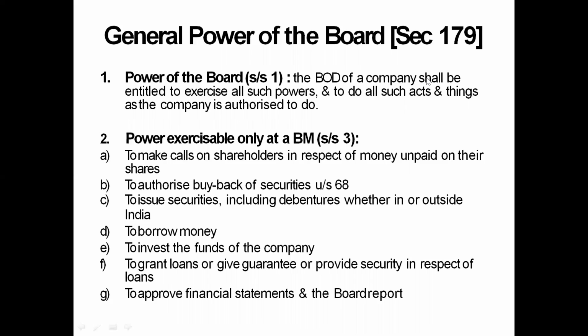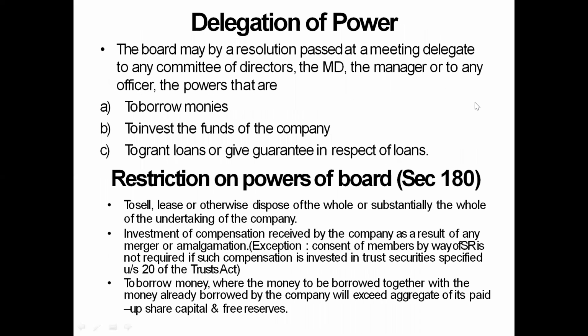Powers exercisable only at a board meeting, under subsection 3: first, to make calls on shareholders in respect of money unpaid on their shares. Second, to authorize buyback of securities under section 68. Third, to issue securities including debentures, whether in or outside India. Next, to borrow money. Next, to invest the funds of the company. Next, to grant loans or give guarantee or provide security in respect of loans. Then, to approve the financial statement and the board report.